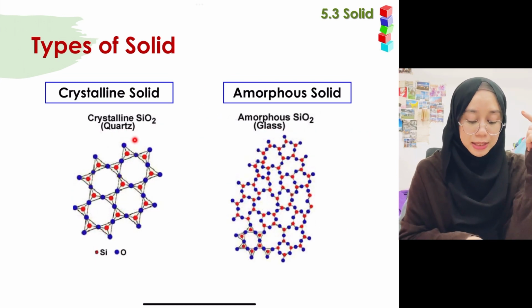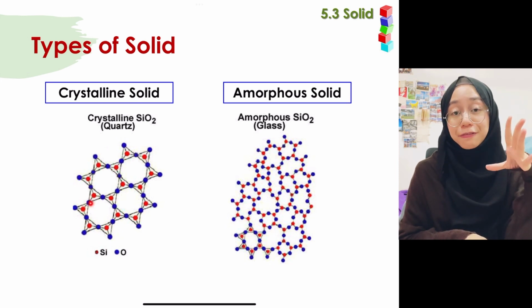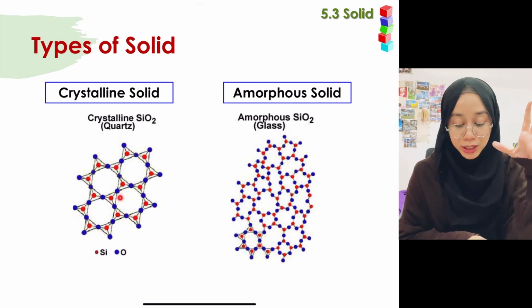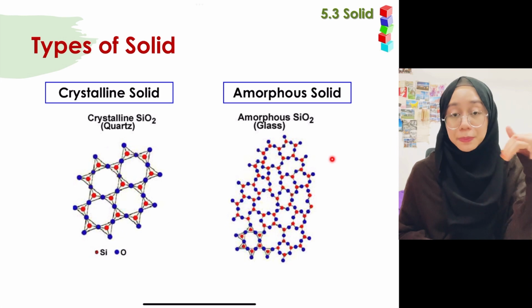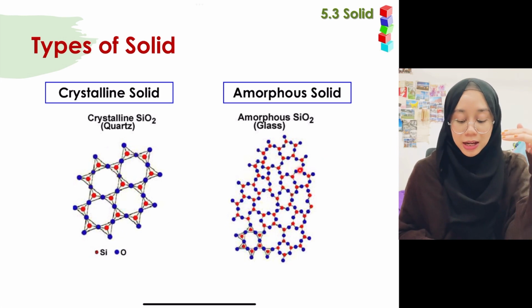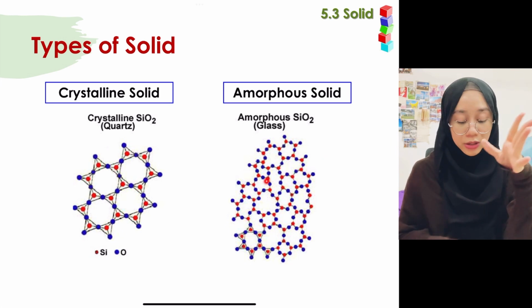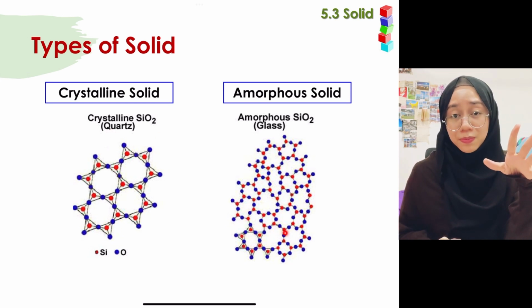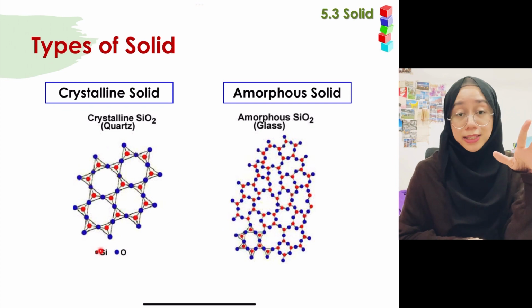Okay, so crystalline solid, this is some of the example. Yang sini kita ada silicon oxide ataupun quartz. Okay, as you can see, it has a very definite shape. Okay, and then it is well arranged juga. Tapi kalau kita tengok amorphous, silicon oxide juga, tapi dia amorphous punya, okay, which is a glass. Okay, so yang ni tadi quartz, yang ni pula adalah glass. Dia punya arrangement is very random, in comparison to quartz kat sini tadi.